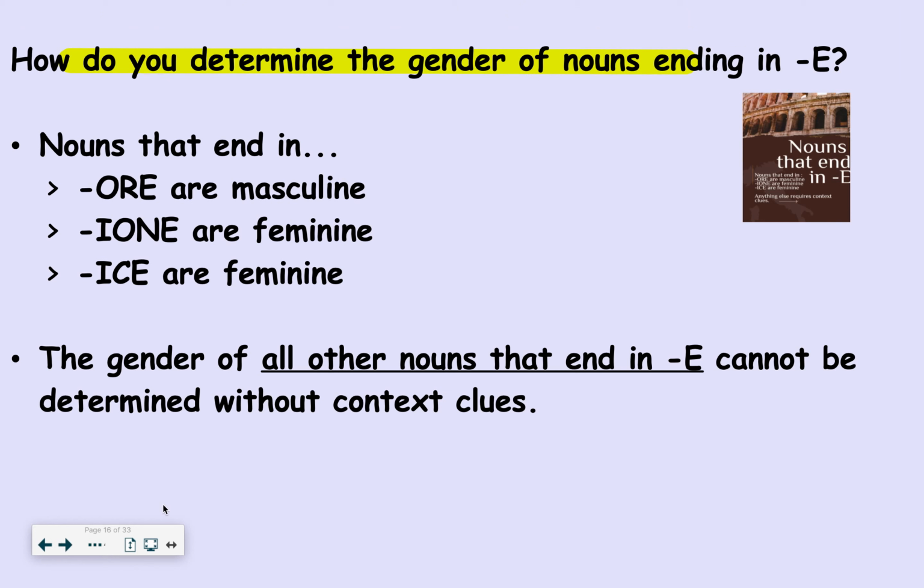And if that wasn't clear, let's go back into more detail. So we know that nouns that end with ORE are masculine, like professore, and nouns that end with ione are feminine, like lezione, and ice, like calcolatrice, are feminine. Any other noun that ends with the letter E, we would need some other context clues, but just for the sake of today's lesson, it's more about understanding what happens with these nouns that are singular that end with the letter E.